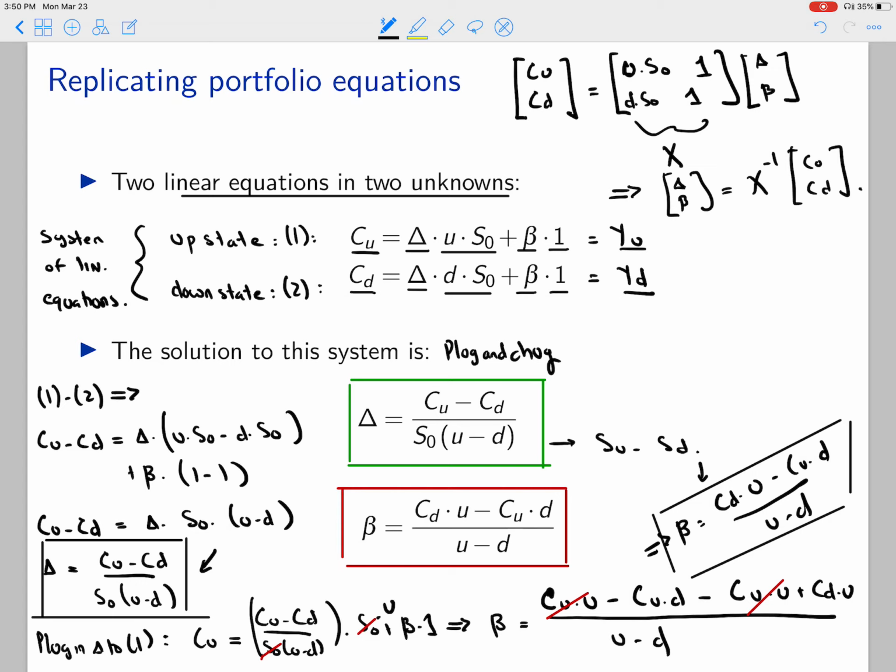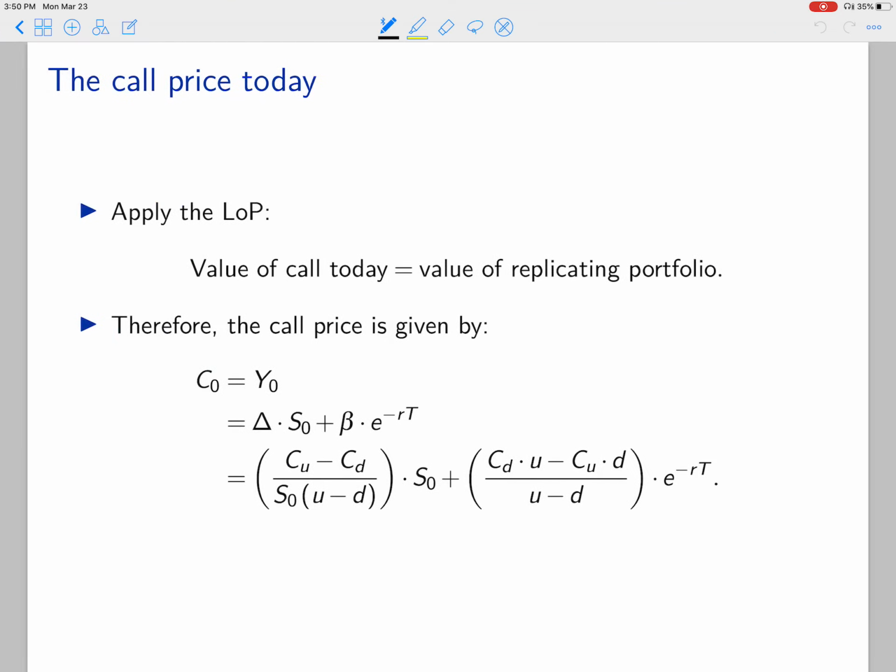So we know that the replicating portfolio is comprised of delta shares and beta bonds, where the delta shares equation is given in the slide, and so is the beta bonds equation. If we own this portfolio, then the payoff is going to match the payoff to the call in every state of the world. And so the only thing left to do, now that we know that Y sub T is equal to C sub T, is to apply the law of one price to show that Y sub zero is equal to C sub zero.